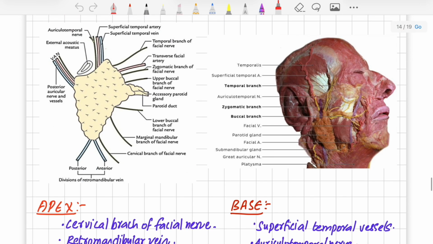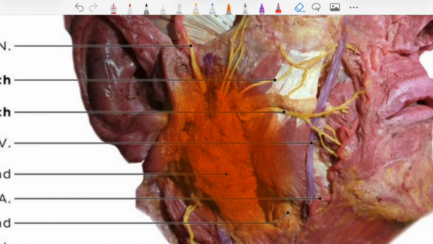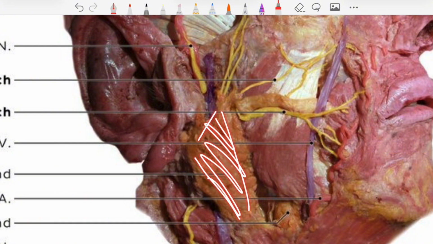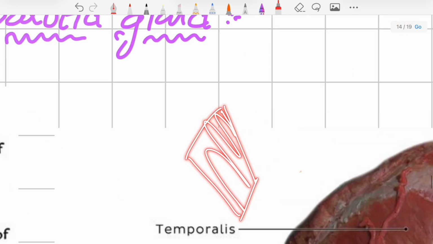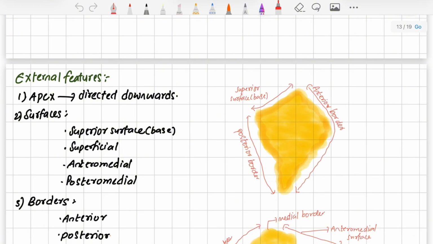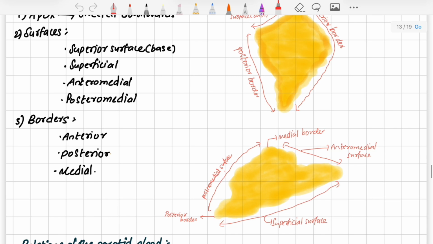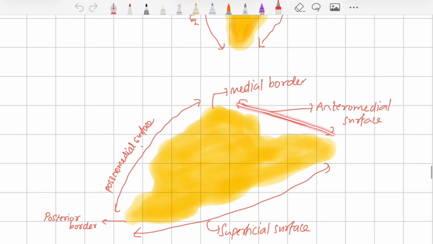I'll just show you in a cadaveric diagram. Suppose we have all the skin here. So this is all the skin. As soon as we cut open the skin and reflect it, the first thing which we are going to appreciate is the superficial surface, and the superior surface is the base. The superficial surface is present superficially, and we have the anteromedial surface as well as the posteromedial surface. You can clearly see this is the posteromedial surface and this is the anteromedial surface.